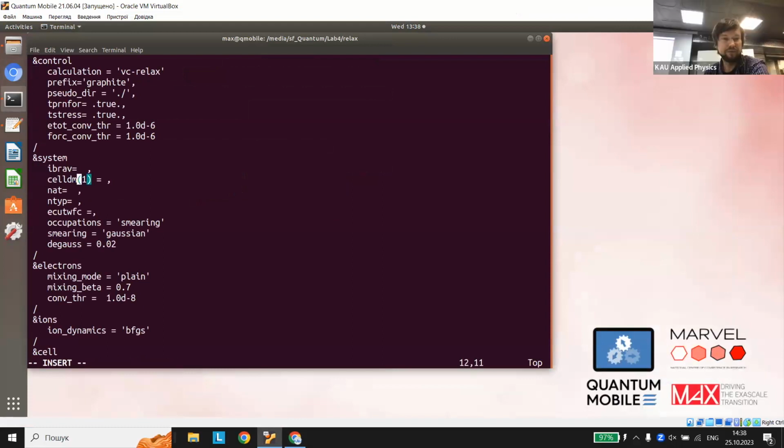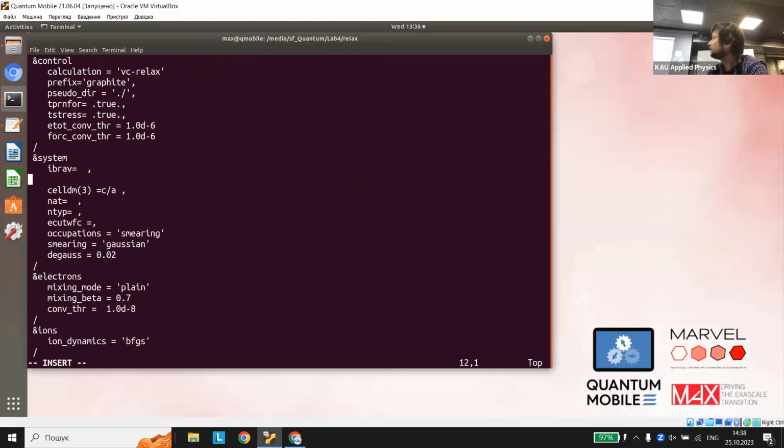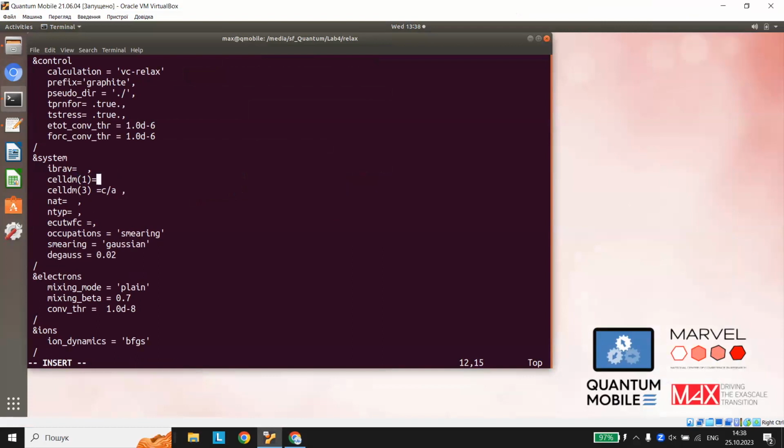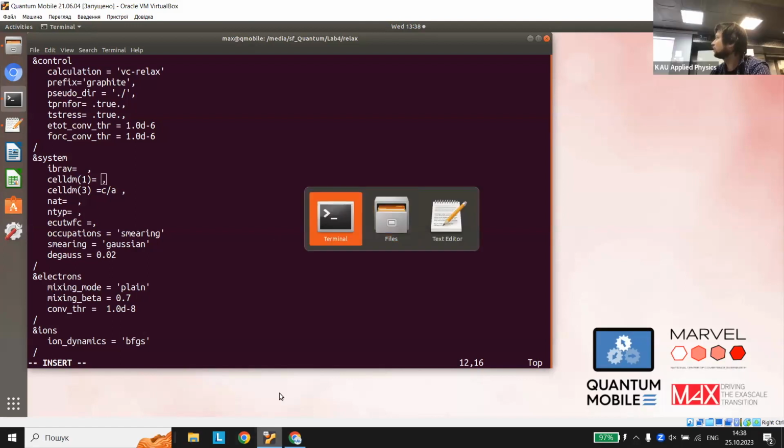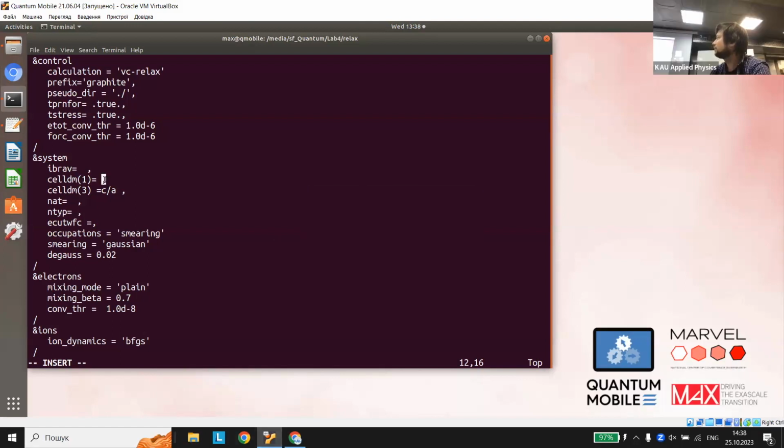You can fill all this data. Ibrav. No, we need both celldm(3) and celldm(1). celldm(3), celldm(1). And what is it? What does it equal to? It equals a, but we should type the number.